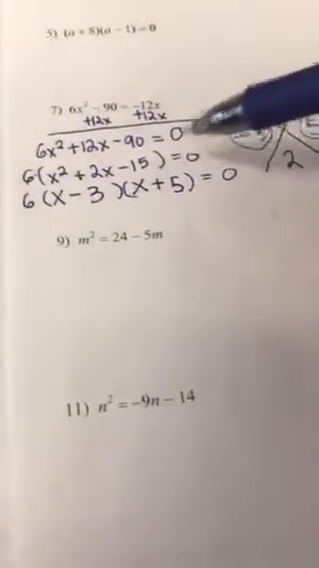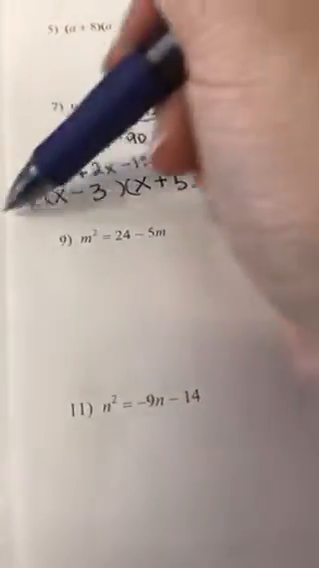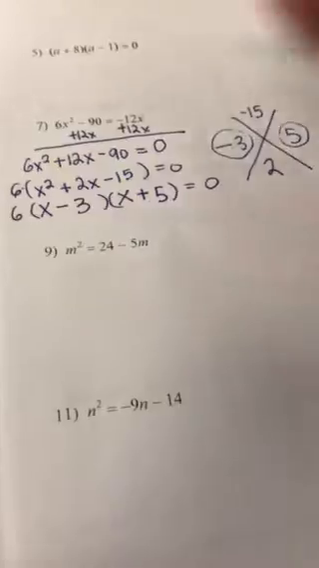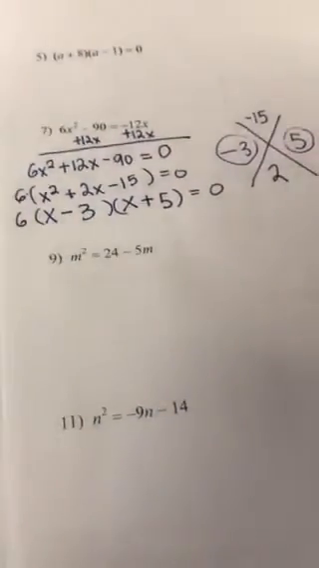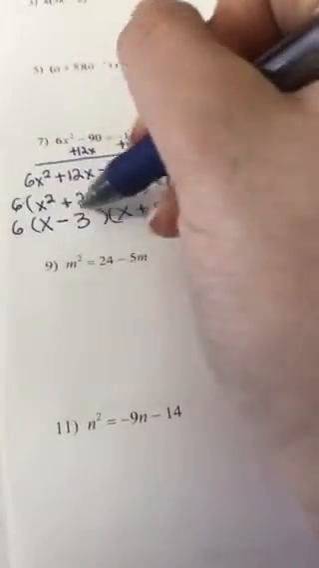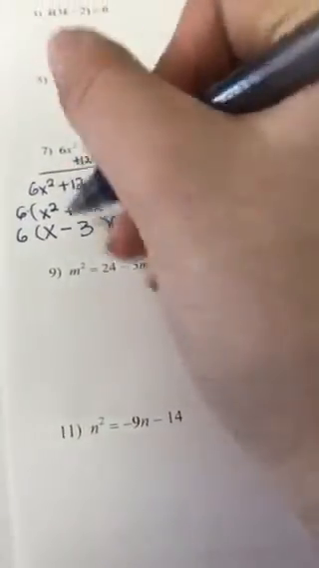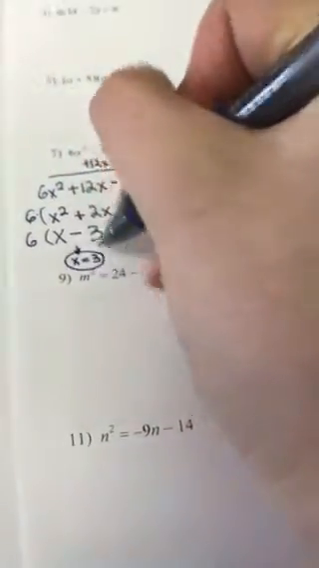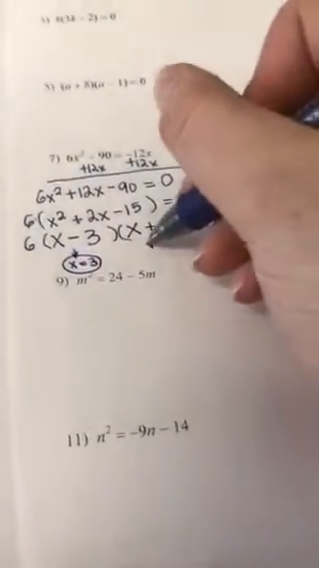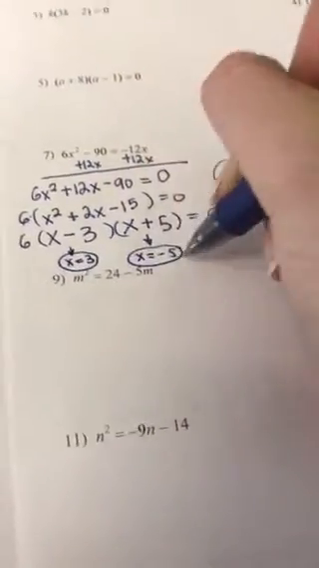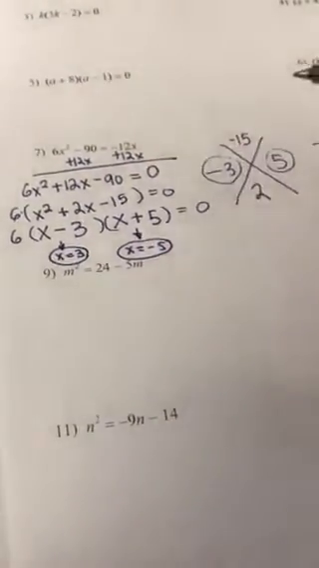So I have completely factored out the expression, but the instruction was to solve for x. So if I set each of the equations equal to 0, the one way that I'm going to get 0 in this binomial is if x equals positive 3, because 3 minus 3 is 0, and in this case, if x is equal to negative 5, because negative 5 plus 5 is 0.